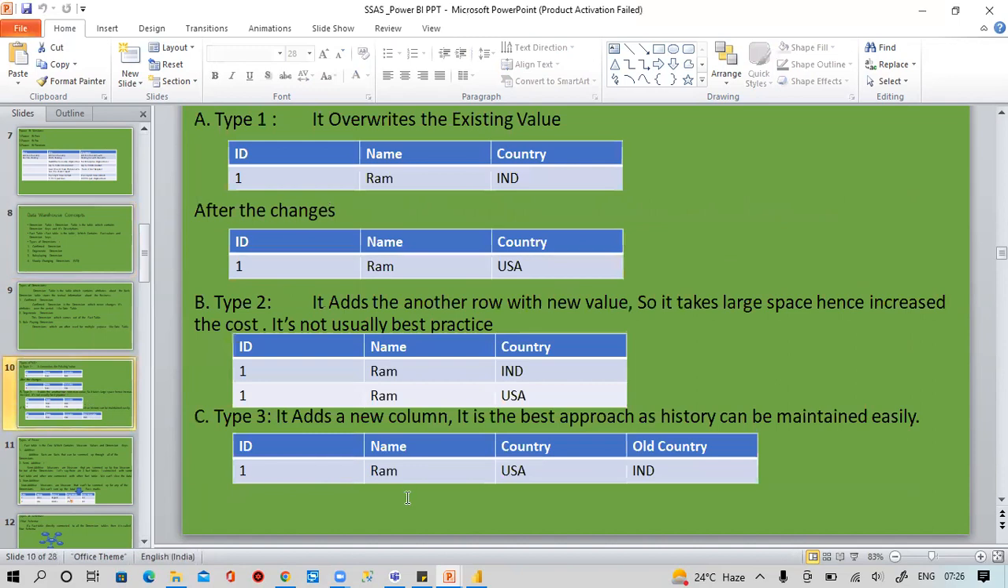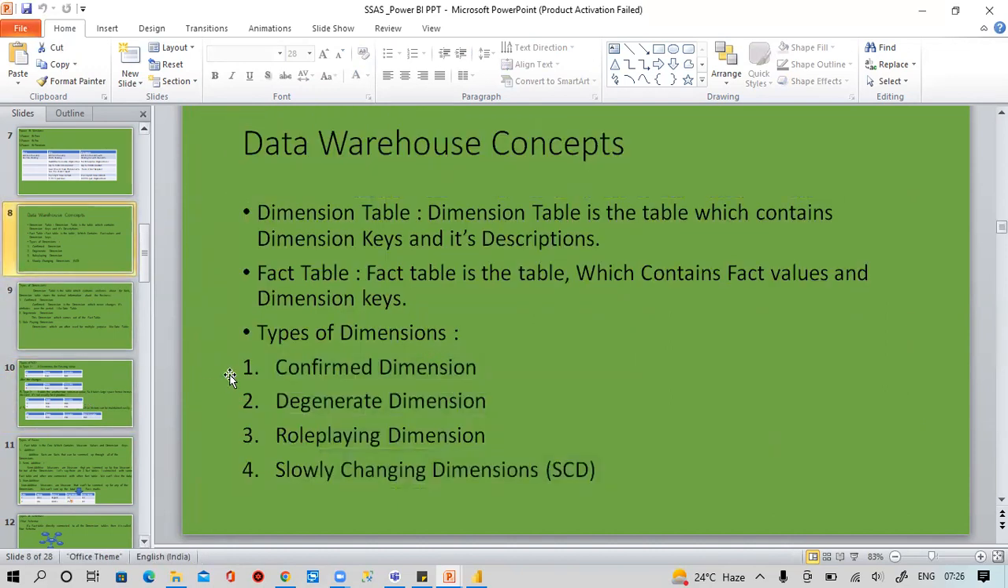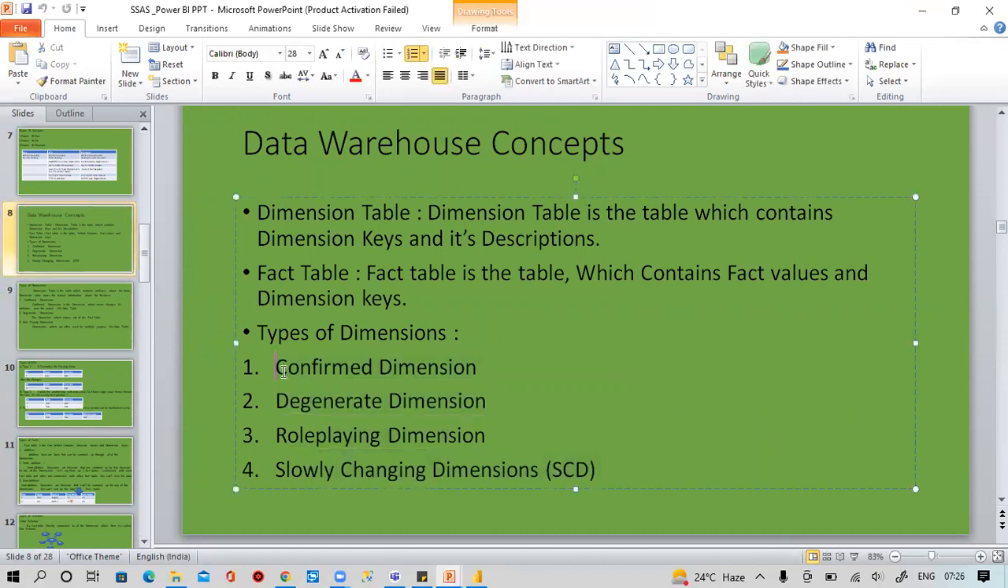Just the name, is it confirmed or conformed dimension? Sorry, Santosh, the first dimension, is it confirmed or conformed? Is that a typo? The name of the dimension, is it confirmed or conformed? Yeah, it is conformed. Okay, conformed. Yeah, conformed, degenerate, and role playing.